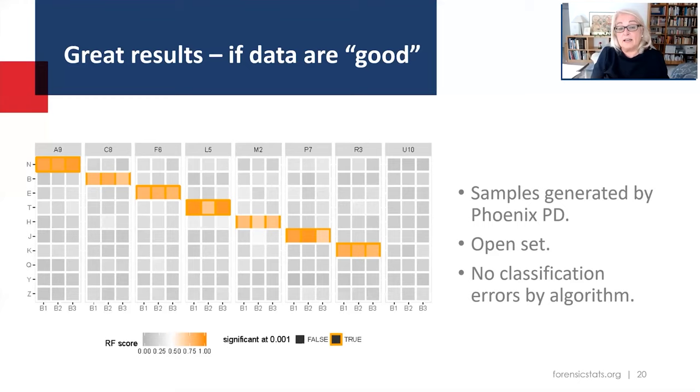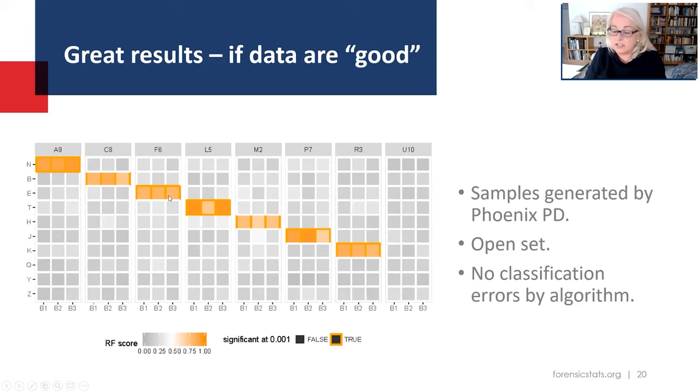It turns out that the results are very promising, at least with the type of ammunition that has been tested. These, for example, are results that were obtained using samples generated by the Phoenix Police Department. This was an open set. Each column here represents a barrel. From each barrel, we got three reference shots. And then we got 10 question bullets, N, B, E, T, et cetera. And the question was, which barrel fired each one of these bullets?